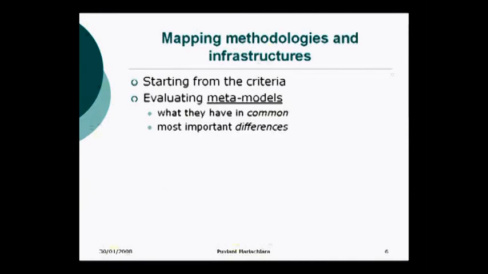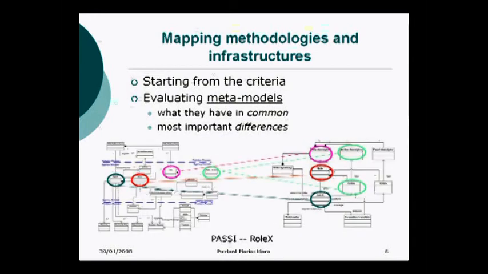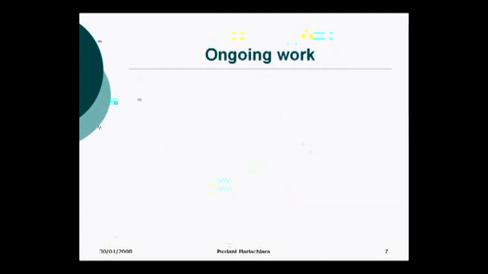Then, starting from these criteria, I evaluated some metamodels coming from methodologies and infrastructures to point out what they have in common and the most important differences between them. And we try to map the entities between methodologies and infrastructures, as we can see in the figure, that are the mapping between PASSI methodology and Rolex infrastructure.